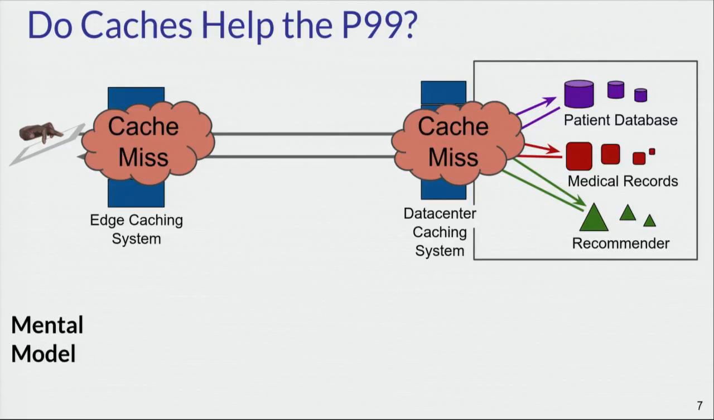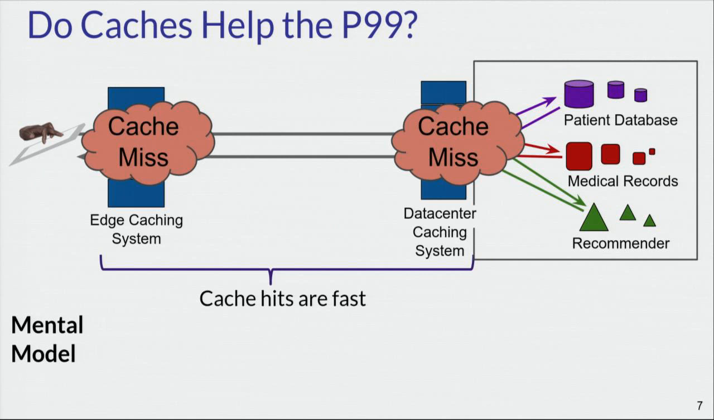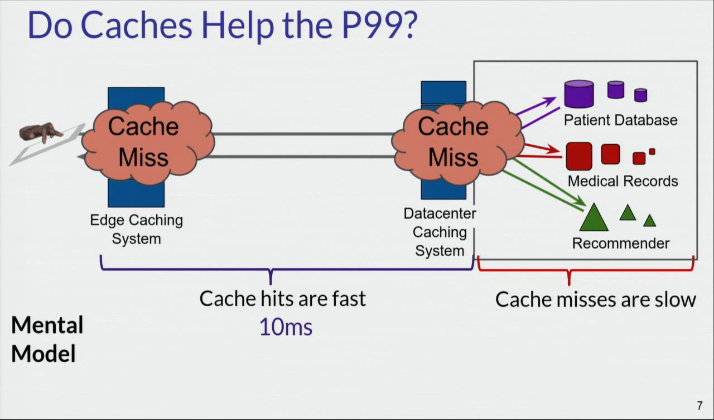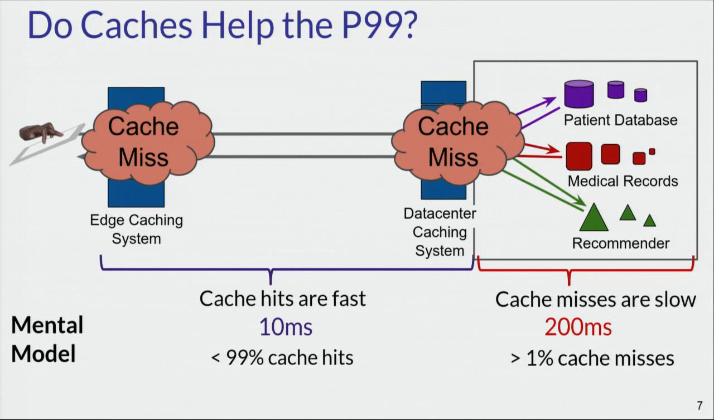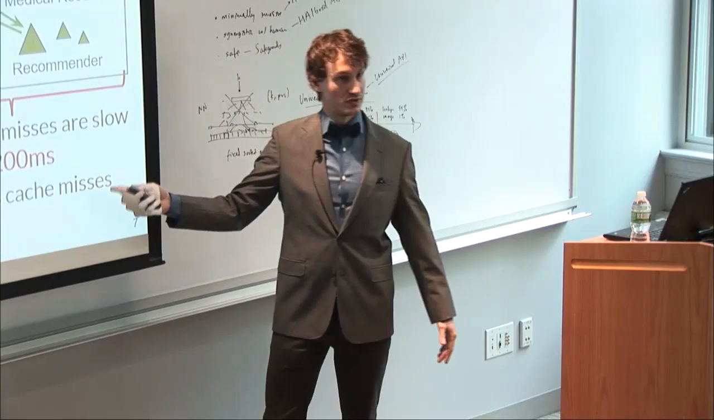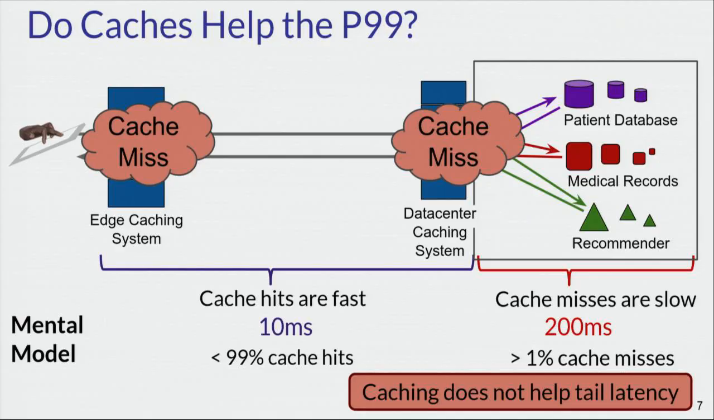To make that a little bit more concrete, let me introduce the mental model that many of us in the systems performance community have. Often we say cache hits are really fast, let's say 10 milliseconds, and cache misses are really slow, let's say 200 milliseconds. Now, in practice, we observe these caches altogether have a cache hit ratio that is less than 99%. Typically, what you really see is like 80, 90%, but never above 99%, which means more than 1% of all the requests will go to these backends. These are going to be cache misses. Even if your caches are suddenly a millisecond fast, it's still more than 1% here. And thus, caching does not seem to help tail latency.